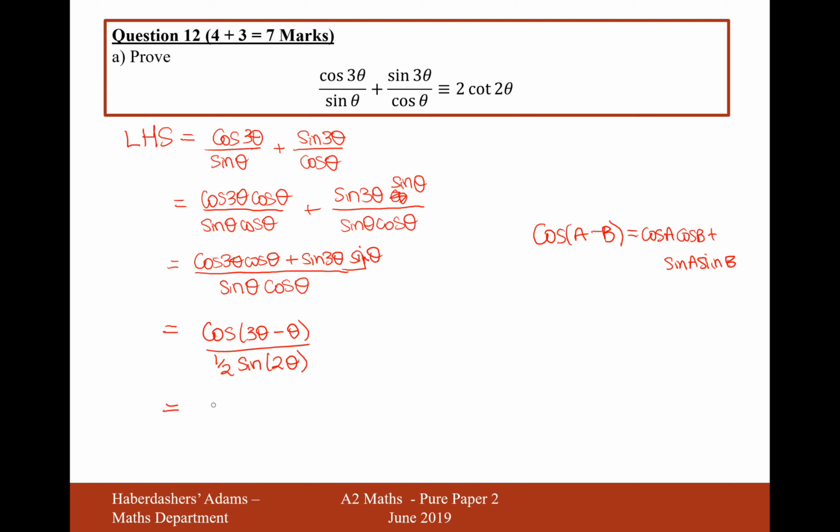On the numerator, 3 theta minus theta simplifies to 2 theta. When you've got a half on the bottom of a fraction, you can effectively times it by 2 on the top, and then that's going to be sine 2 theta on the bottom. So this is clearly equal to 2 cot 2 theta, because cos over sine is cot, and when you do it with the same angle, you just keep the angle inside there. So that's equal to 2 cot 2 theta, which equals the right-hand side.